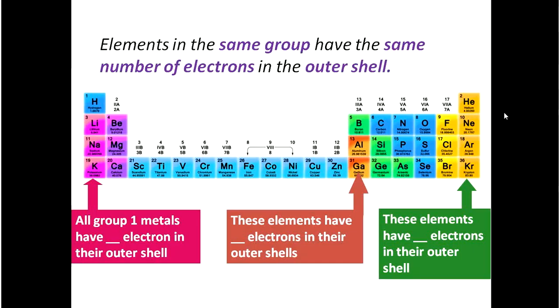The writing in pink: all group 1 metals have 1 electron in their outer shell. The writing in orange: these elements have 3 electrons in their outer shell. And finally the green writing: these elements have 8 electrons in their outer shell.